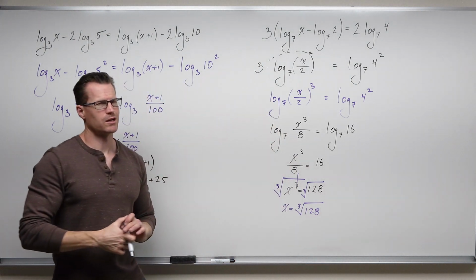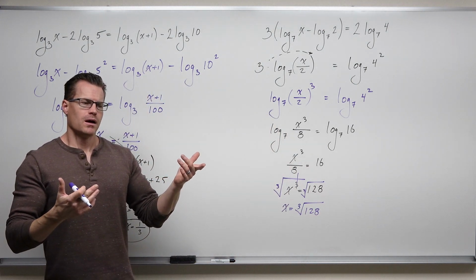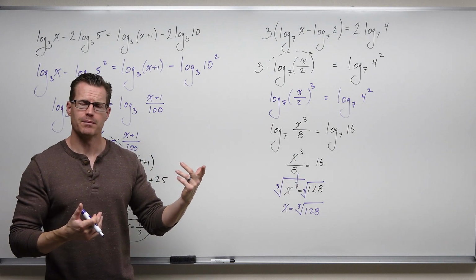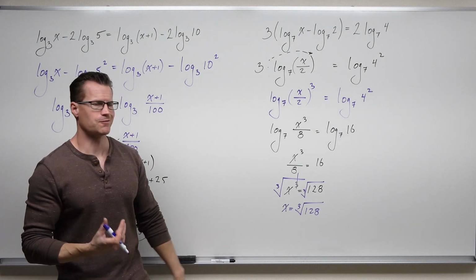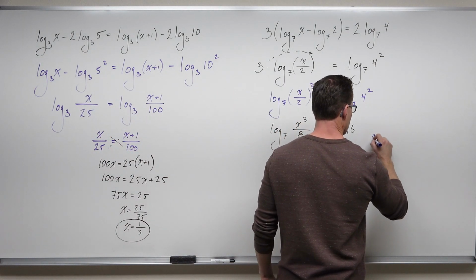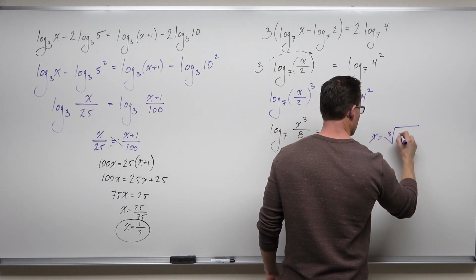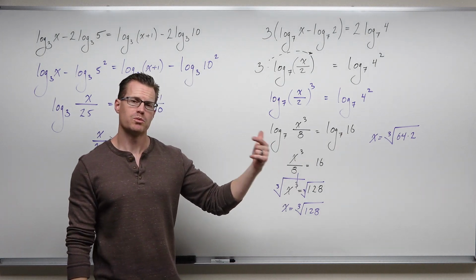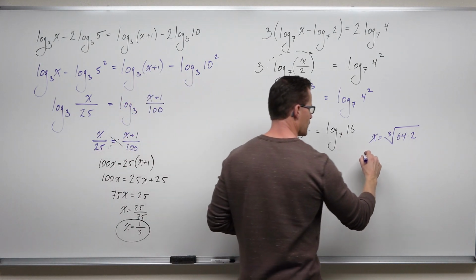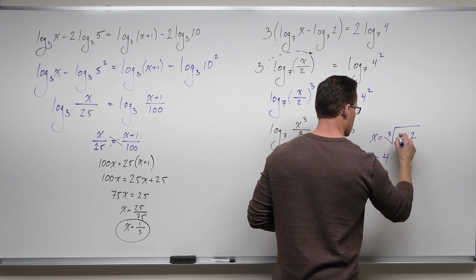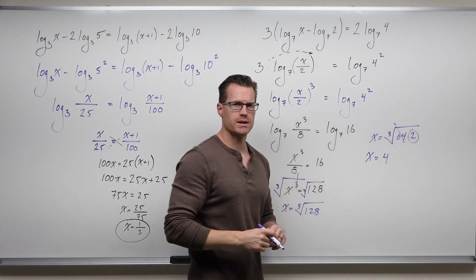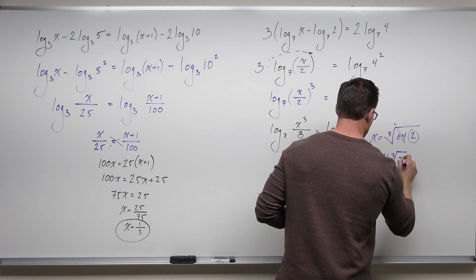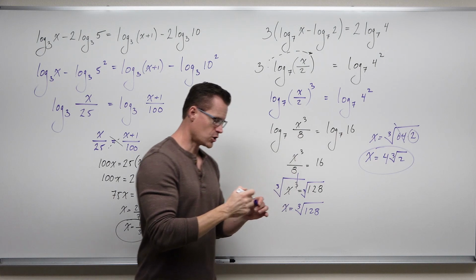The cube root of 128, you really need to simplify that. So we're thinking, what's the largest perfect cube that I have inside of there that's a factor of 128? That'd be 64. So 64 times 2. The cube root of 64 is 4. The cube root of 2 is, well, we really can't simplify that anymore. So we get 4 cube root of 2.